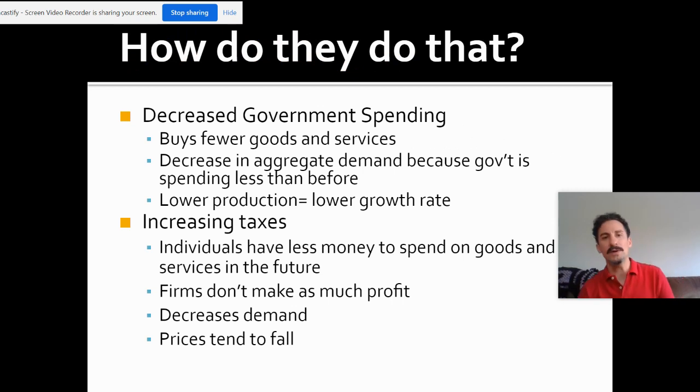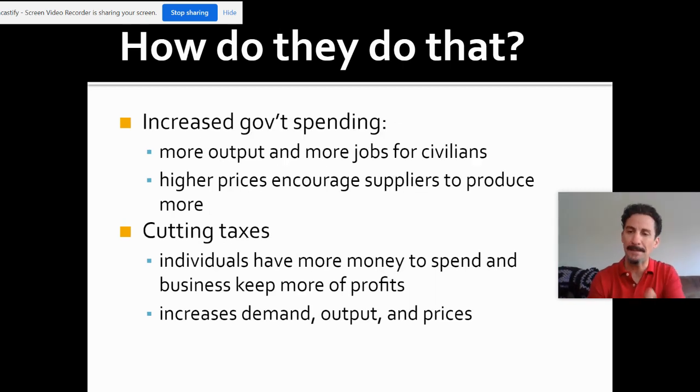Okay, so how do you do it? Well, you decrease government spending and increase taxes. If you decrease government spending, people buy fewer goods. You decrease their aggregate demand and you lower production. People can't get the money they need to increase production and hire workers. Then you actually increase the taxes and take money out of people's hands. People have less money to spend on goods. And since one person's spending is another person's income, the economy will slow down. If people don't spend, people don't make money. It's just that simple.